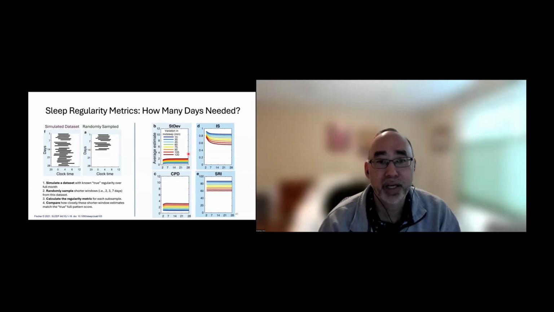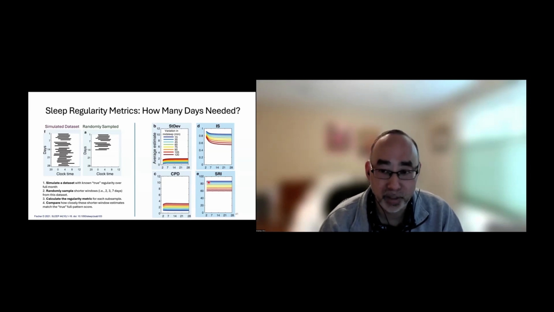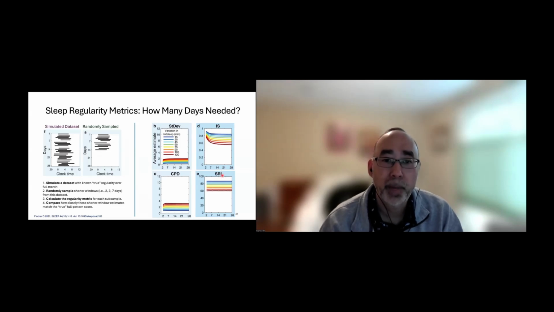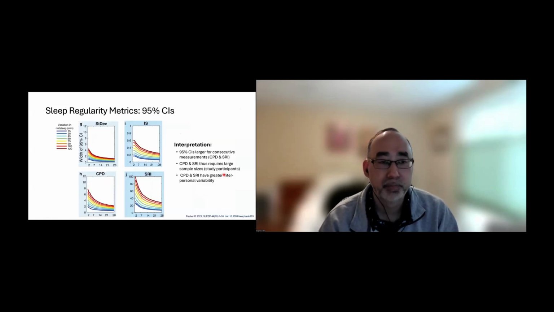And what she found out was for standard deviation and interdaily stability, you need about 10 days of data to get a good enough estimate, while sleep regularity was surprisingly quite stable. So you only need, as little as 3 days, but ideally 7 days of data to get a good estimate of the sleep regularity index. And maybe this is why the SRI was so useful in these large epidemiological studies because if you recall, the UK Biobank only used 1 week of actigraphy data. And so for that reason, SRI was a good measure for that.